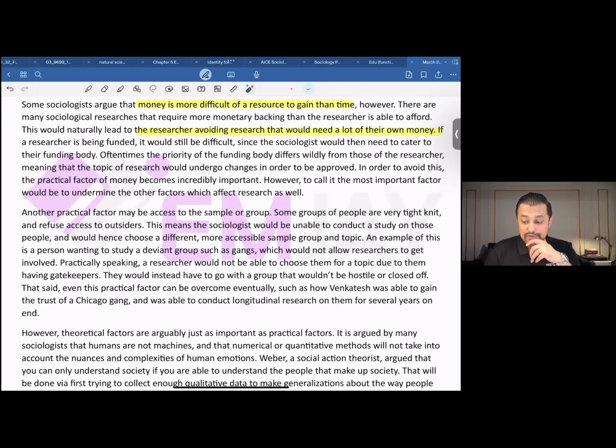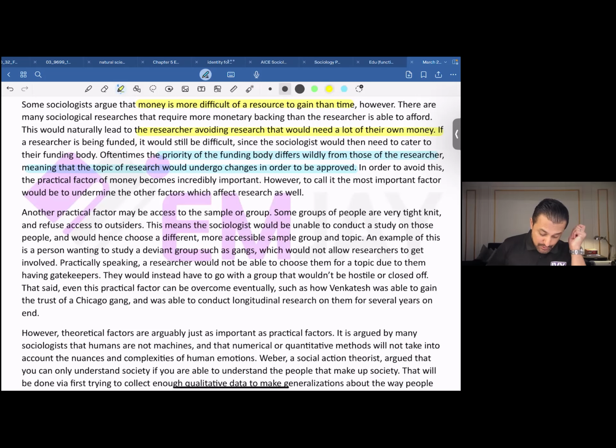So let's just say I want to conduct a research on food, and the funding agency that I'm expecting to fund this isn't ready to do so. In that case, what do you think? Don't you think that's a practical issue? It is. So, oftentimes the priority of the funding body differs widely from those of the researcher, meaning that the topic of research would undergo changes in order to be approved. In order to avoid this, a practical factor of money becomes incredibly important. However, to call it the most important factor would be to undermine the other factors which affect research as well.